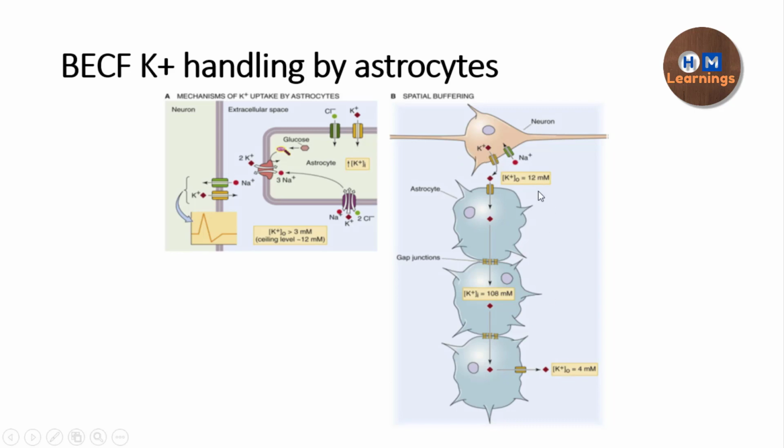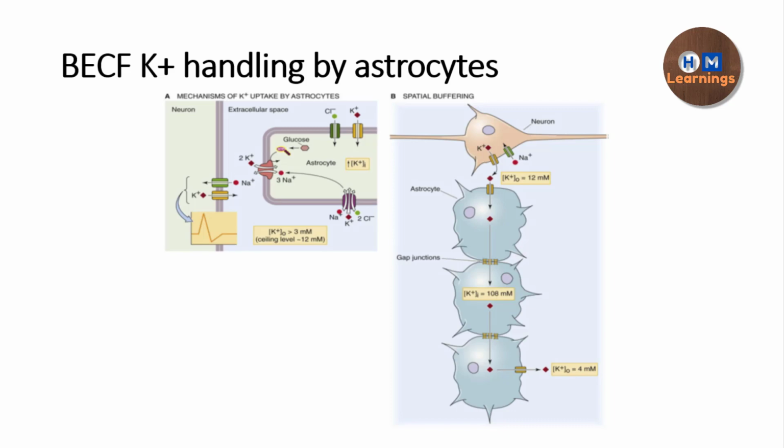From a high concentration of the potassium, it is traveling to a lower concentration of the potassium, and this is happening because of the astrocyte. So this is called spatial buffering. By this, the astrocytes ensure that the potassium concentration surrounding the neuron is not high. And why does the potassium concentration need to be maintained? Why should there not be a high concentration of the potassium in the brain ECF?